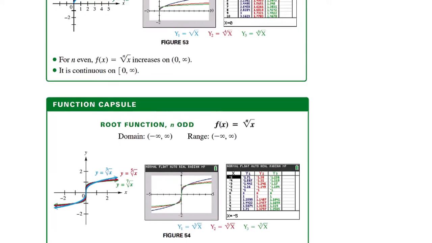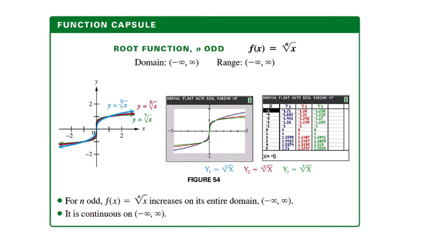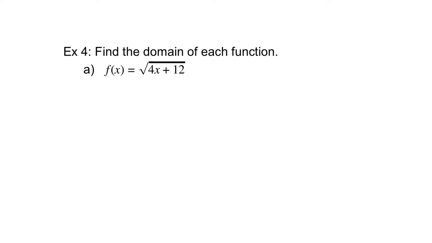Now if it's an odd index, then our domain and range are unlimited. It's all real numbers. Okay, so let's find the domain for this function. Because it's an even index, there's no 2 written, but it's assumed that that is a 2. If there's no index, it is a 2.